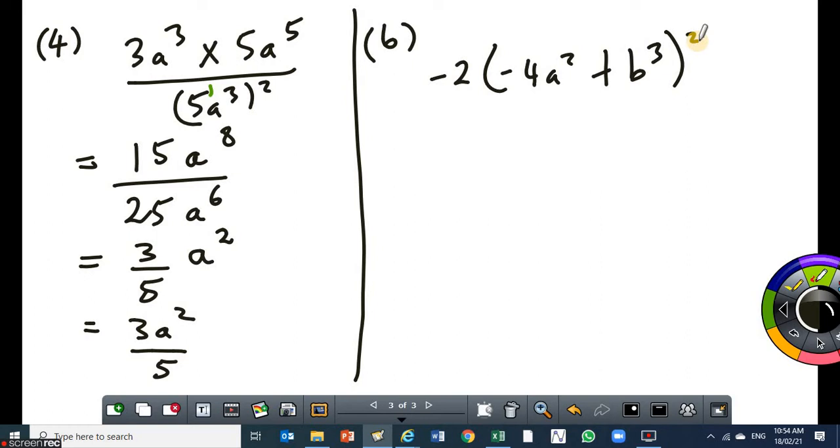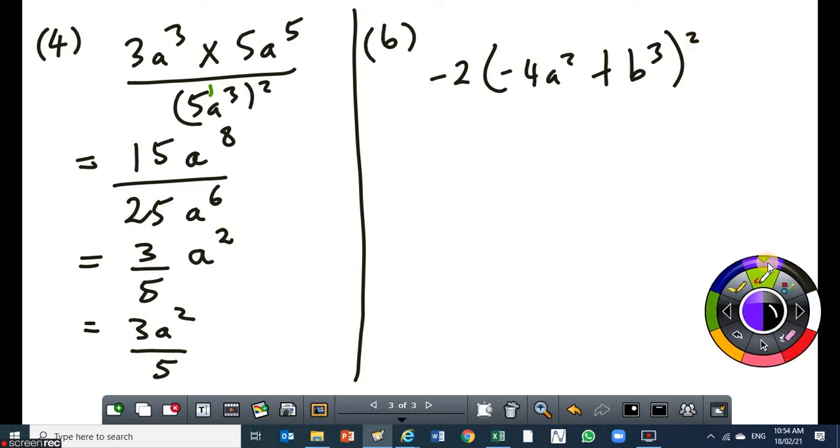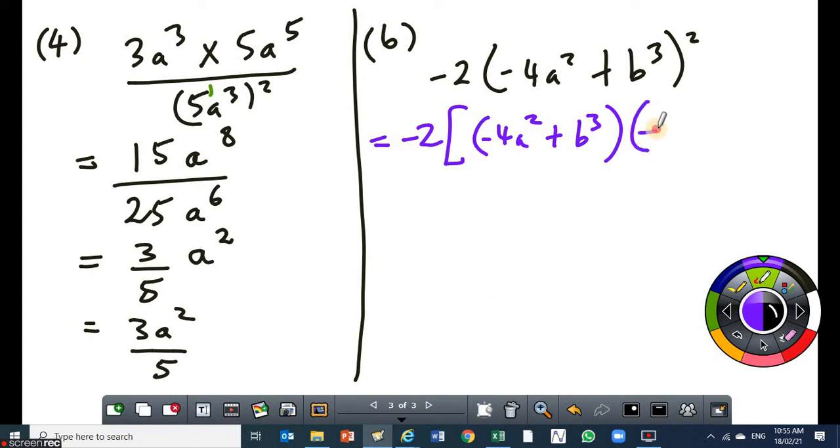Now, here, I'm going to use a different color. This minus 2 affects everything inside the bracket. So what I'm going to do, my next step, I'll say minus 2, open square bracket. Then I'm going back to grade 9. I'm going to use FOIL. So this is minus 4a squared plus b cubed times minus 4a squared plus b cubed. Then I'll close the bracket.